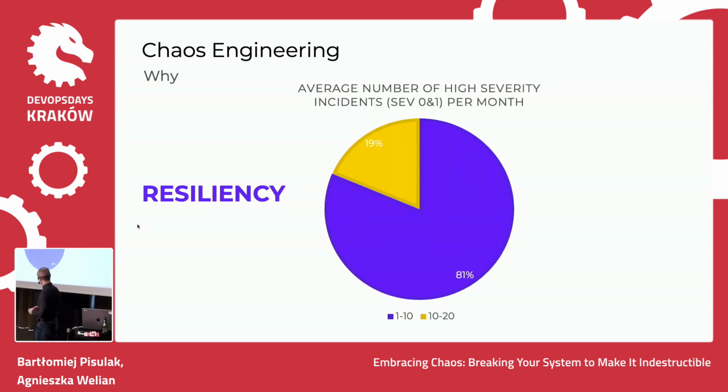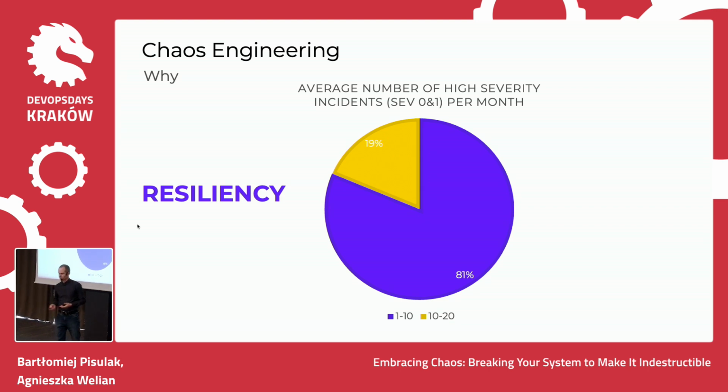What you can see on the screen is a survey about the average number of high severity incidents, so basically SEV0, SEV1. That is, when production is down, when there is a huge business impact of the problem you encountered. Per month. As you can see on the screen, about 81% of companies have between 1 and 10 such incidents, which is a pretty high number. Now, why are we talking about this?